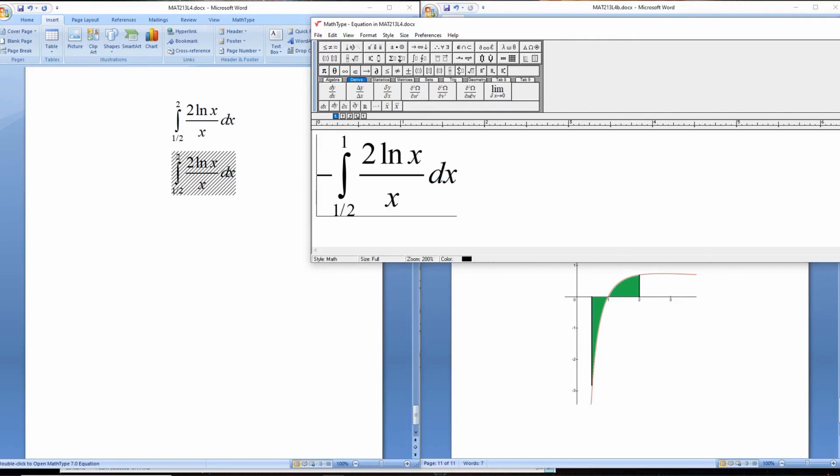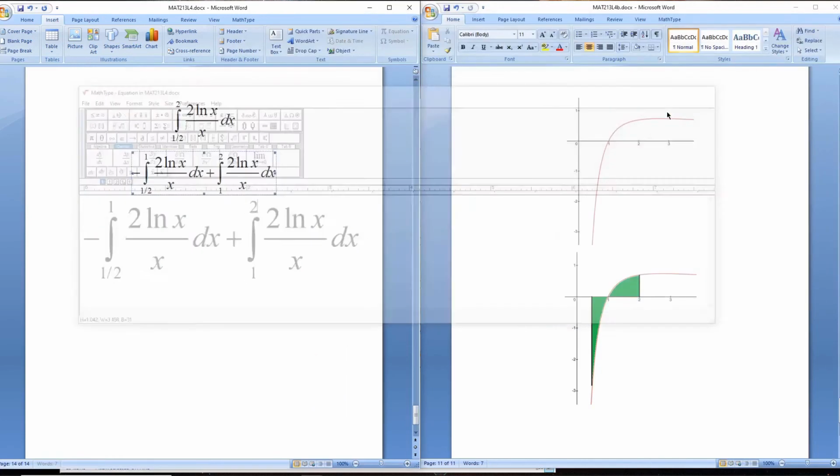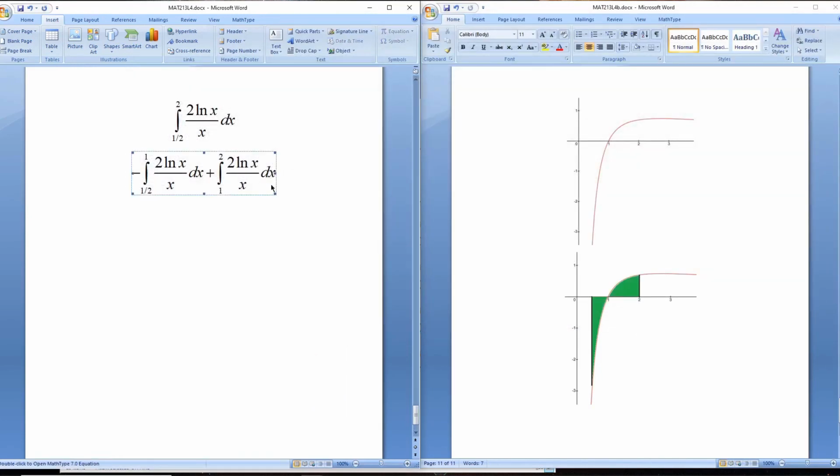Because remember, we're changing to the definition of area. That area is always positive. And then we're going to have our integral again, but now we're going from 1 to 2. And we know that'll be positive, and so we don't have to do any changes there. So here's our physical area. And again, this expression no longer equals the original expression because we've changed it to meet the definition of area.